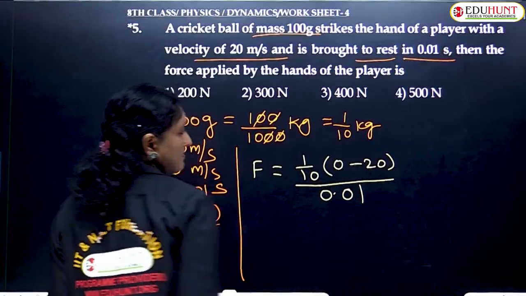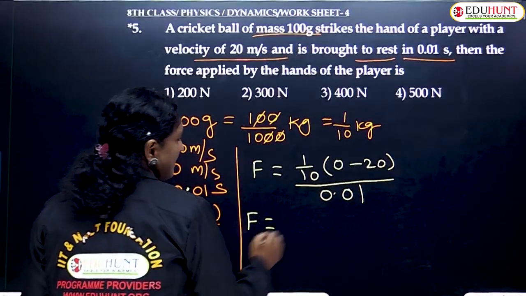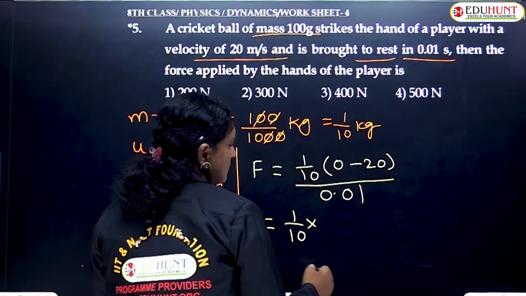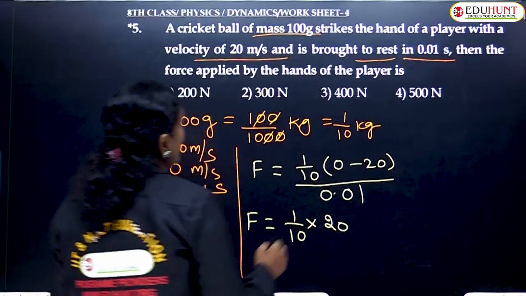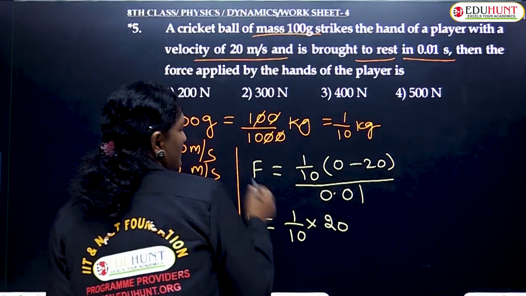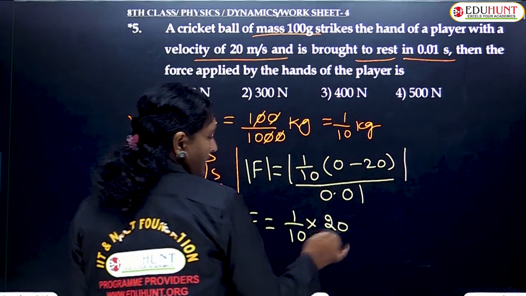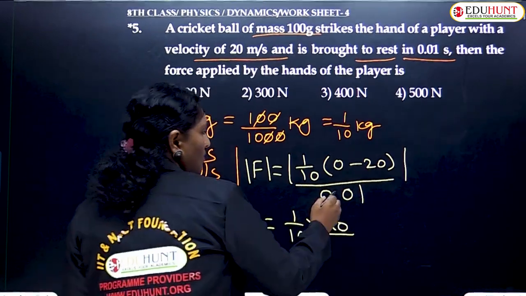0.01 seconds. This is what the given data was. So let us try to find out. F is equal to 1 by 10 into 0 minus 20, which is minus 20. You're asked to find out the force applied, so we shall consider the magnitude of force. Magnitude means no need to indicate whether it is positive or negative. So minus 20, I consider it as 20.